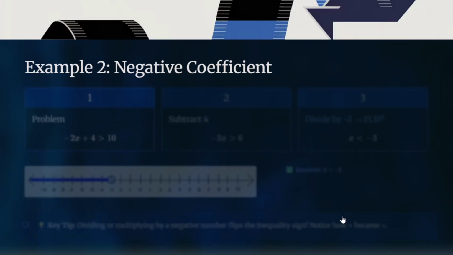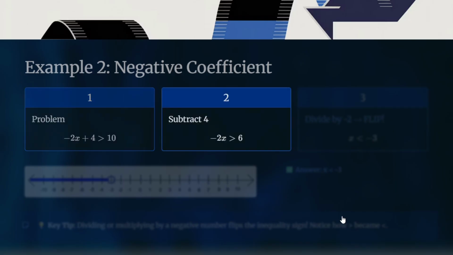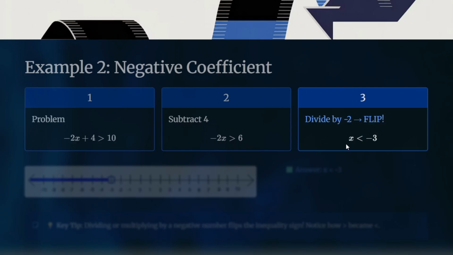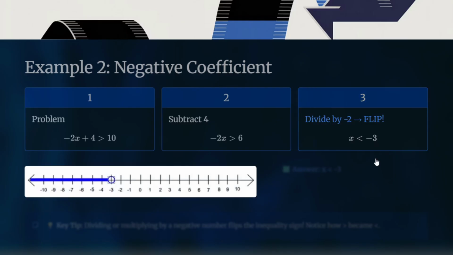Now, let's look at this next example. Our problem here is negative 2x plus 4 is greater than 10. In order to isolate x, we must first subtract 4 from both sides. So negative 2x is greater than 10 minus 4 is 6. Then we'll need to divide both sides by negative 2. That is the coefficient in front of x. So since we're dividing by negative 2, we'll need to flip the sign. So now x is less than 6 divided by negative 2 is negative 3. So that's our answer. X is less than negative 3.